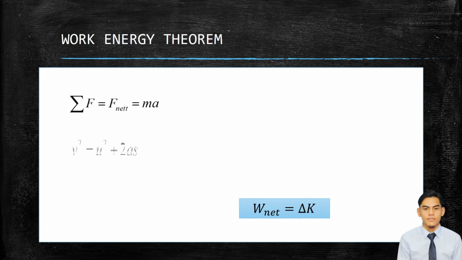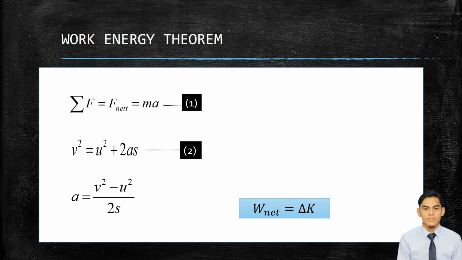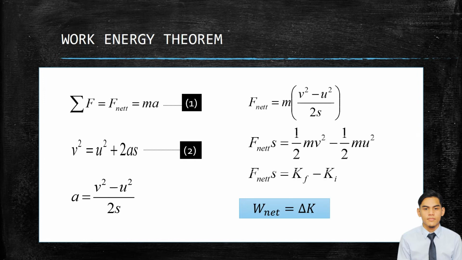We get it from the derivation of these two equations. The first equation is F equals ma, and the second equation is V squared equals U squared plus 2AS. And if we substitute equation 2 into equation 1, we get that F net is equal to m bracket V squared minus U squared over 2S. And if we complete the equation, we get that F net S is equal to half mv squared minus half mu squared. And actually this half mv squared is equal to kinetic energy, and V is final, U is initial, so we know that half mv squared is K final, kinetic energy final, and half mu squared is the initial kinetic energy.